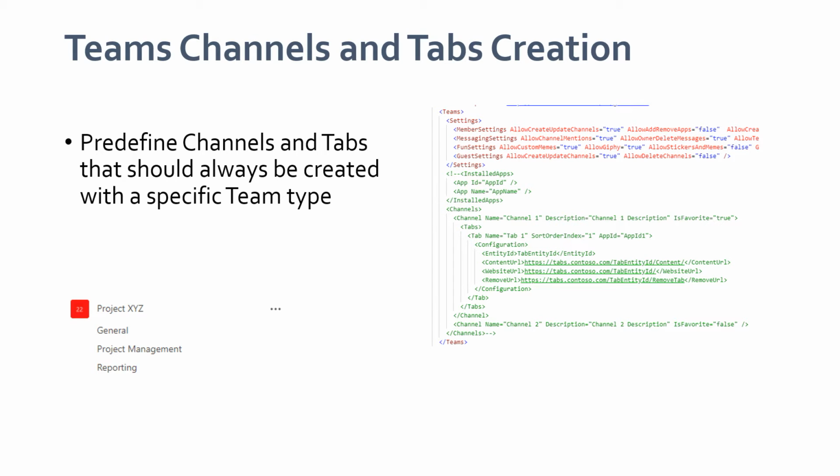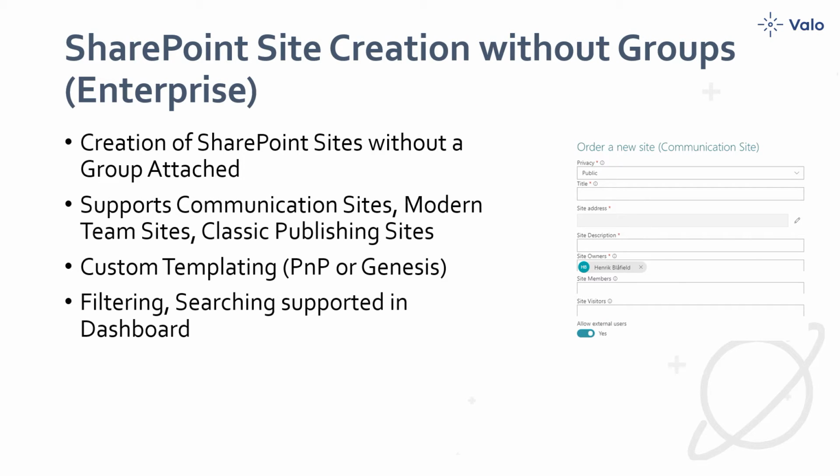Alright, but not everything is about teams. A lot of companies still want to use SharePoint sites and have defined very complex structures for their SharePoint sites as well. So starting with 1.19, you can also choose to create just a SharePoint site without an Office 365 group with Teamwork, if you have the Teamwork Enterprise license, basically.